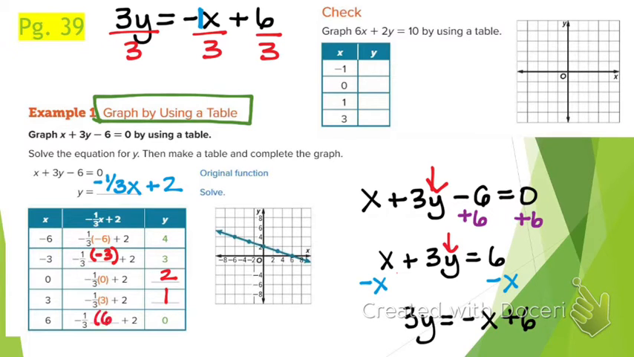And the reason why they chose these 5 numbers is because they chose numbers that we could divide by 3. Because anytime you multiply by a fraction, you could get a decimal. So they intentionally chose numbers that wouldn't give us a decimal. And then over here, they plotted these 5 points.